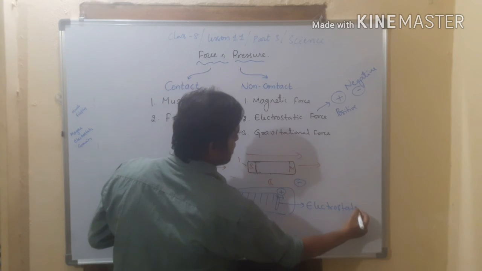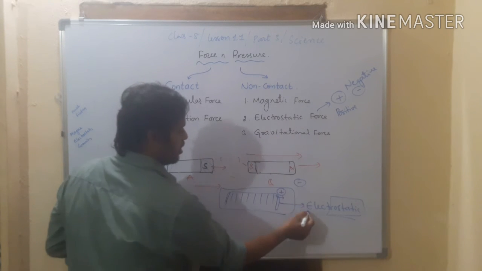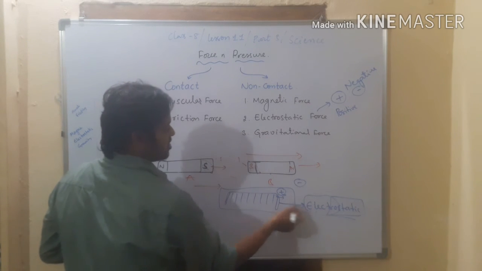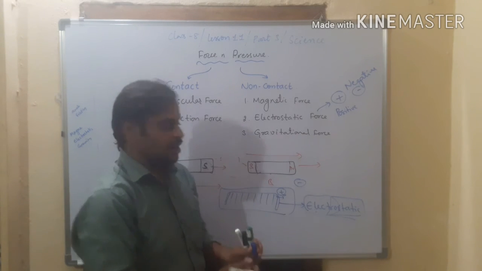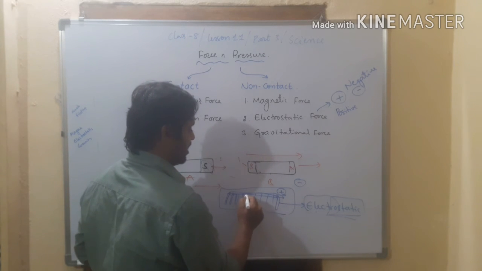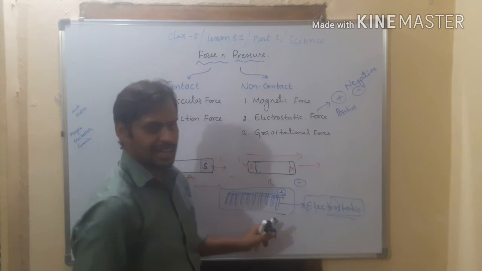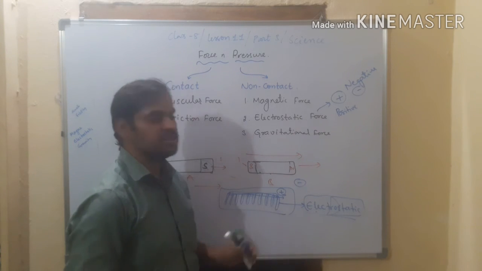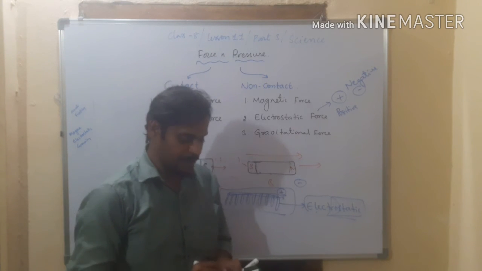Electrostatic. Static means standing there only. What is standing? The electric charge is standing at the comb. So it is called electrostatic. Now the electrostatic material can attract uncharged particles. Uncharged particles. Let me explain to you.